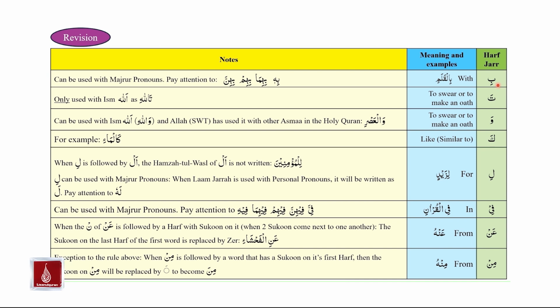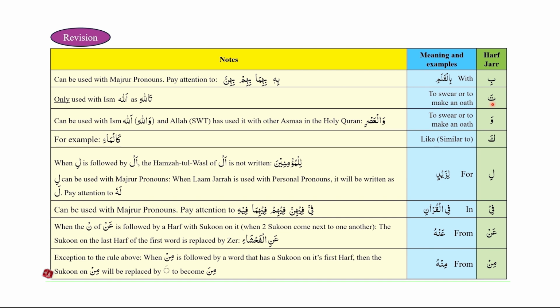First, we have ba harf jar, which means with. For example, bil qalami, which means with the pen. Ba harf jar can be used with majroor pronouns. We need to pay special attention to the way we write and read bihi, bihima, bihim, bihinna.